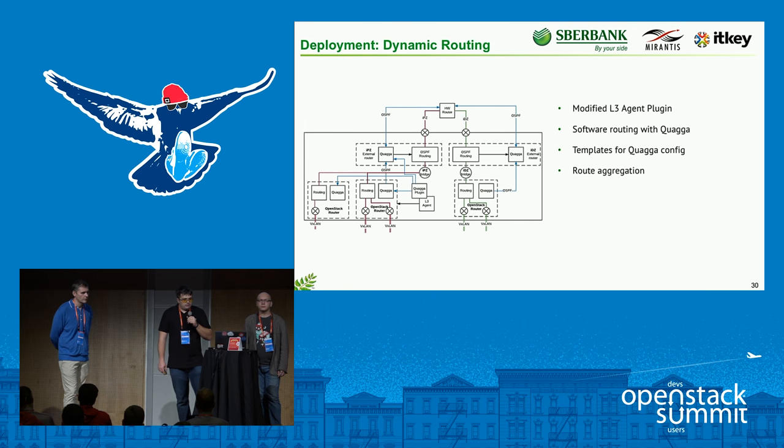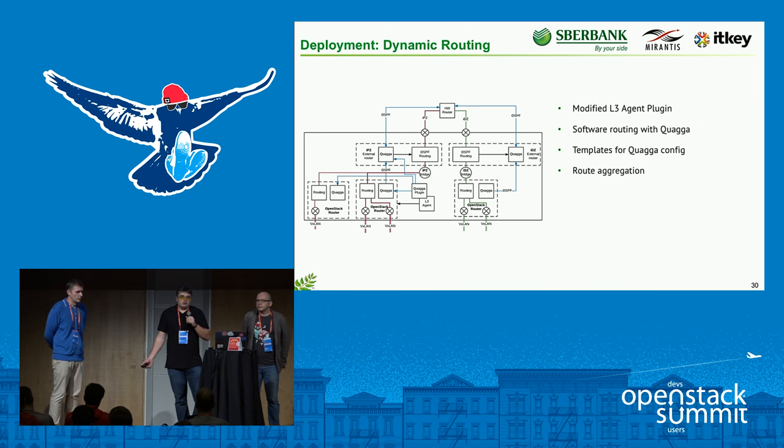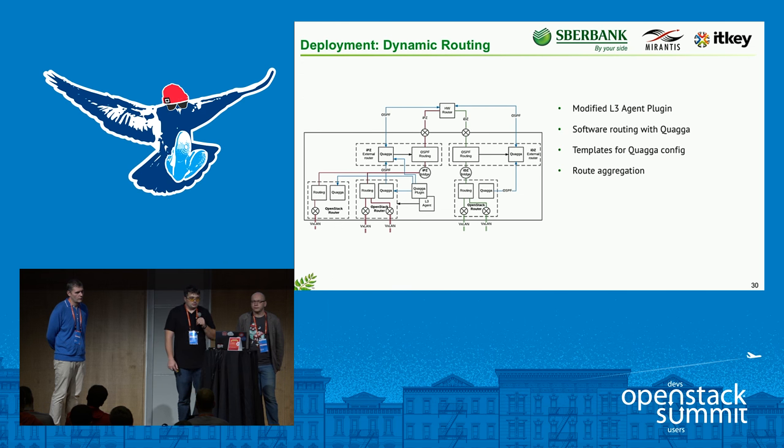For this project, we have a really nice solution with a modified L3 agent for dynamic routing using Quagga software router for Linux. So now all tenant networks are dynamically routable and we don't need to use floating IP addresses for them. Because we have customizable templates for Quagga for this plugin, we can do any networking, we can configure any routing protocol that your hardware supports. For this project, we use OSPF, but we can use BGP or any kind of routing protocols that Quagga supports.